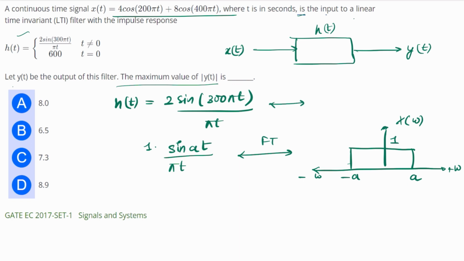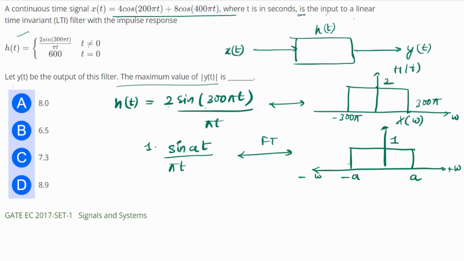Similarly, we can convert this also. So what will this become? H of f, here the magnitude is 2, and omega ranges from minus 300 pi to 300 pi. It is from minus a to a in general. So here a is equal to 300 pi, so it will lie from minus 300 pi to 300 pi.